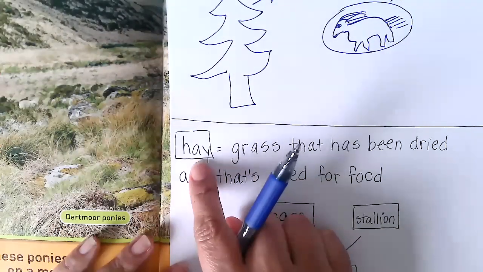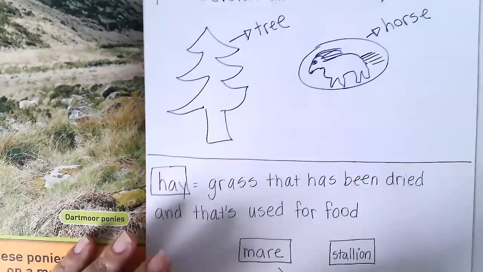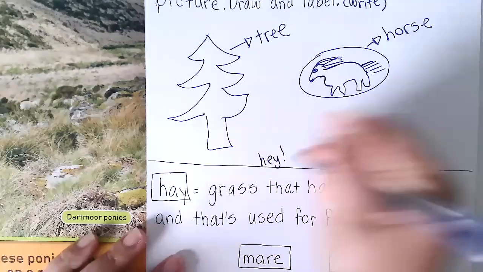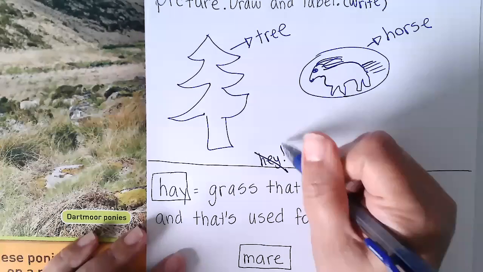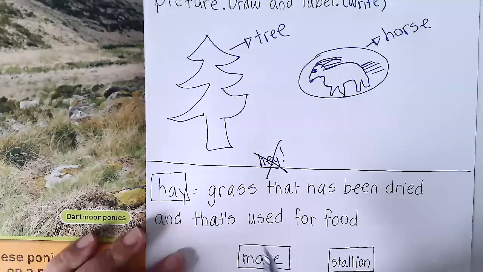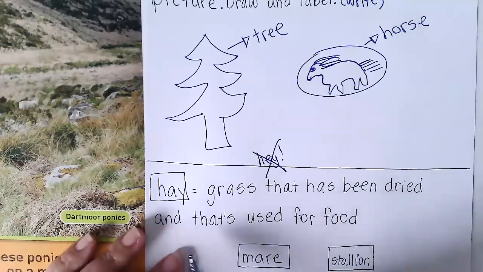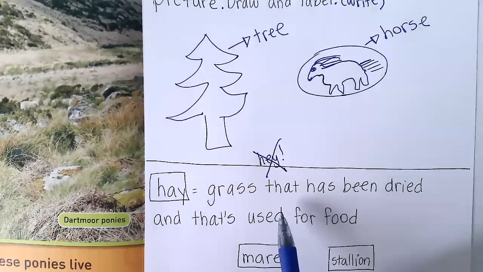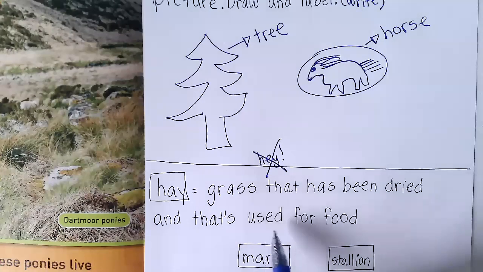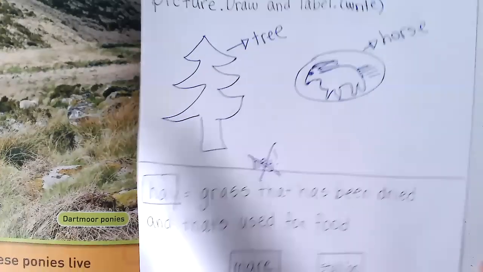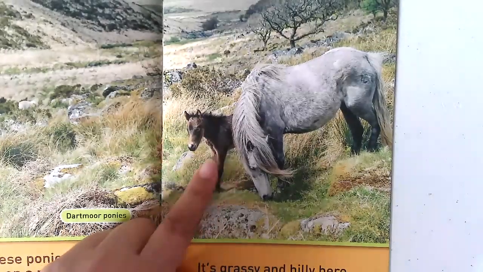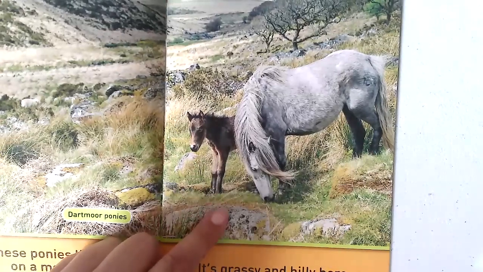Repeat after me, hay. Don't be confused with this word. Hey, what's up? How are you? Hey, my friend. That's a different kind of hay. This hay is grass that has been dried and that's used for food. Read that with me, please. Grass that has been dried and that's used for food. One more time, read it with me. Grass that has been dried and that's used for food. So here you have hay, and the horses and ponies eat the hay. You don't have to write that down.